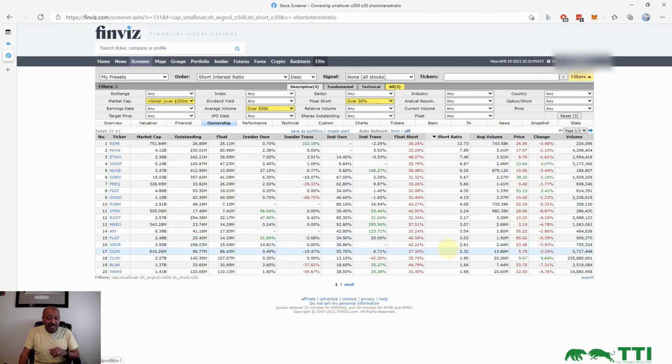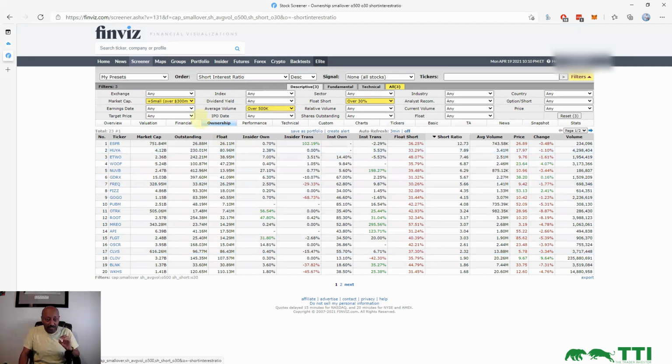Anything less than 3, price is going to go up for a couple of days, but it's not going to go up necessarily in a big way that we would like it to go. If we want to take advantage of a short squeeze, that's what we want. Shorts being squeezed, shorts being forced to liquidate their positions. That is what we are looking for.